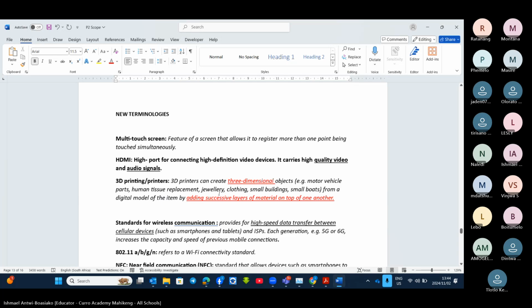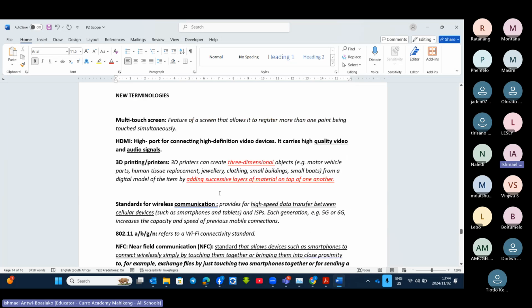Right. Any question, then we move straight to new terminology. Is there any question? Right. If there's no question, let's move straight to new terminology.